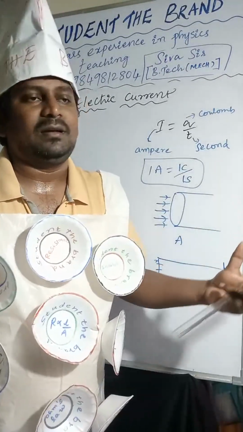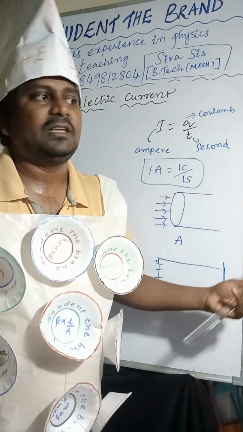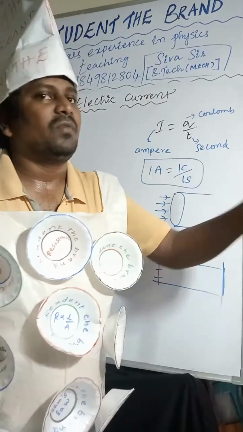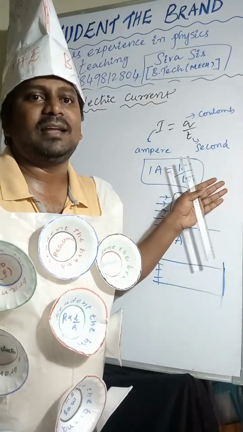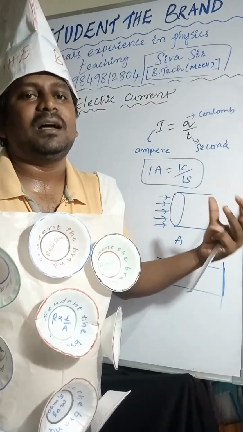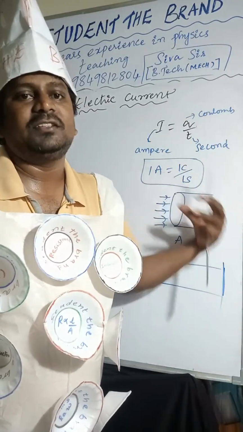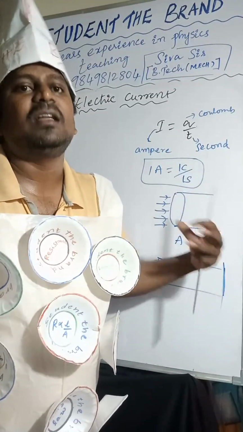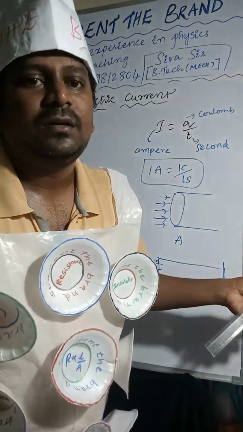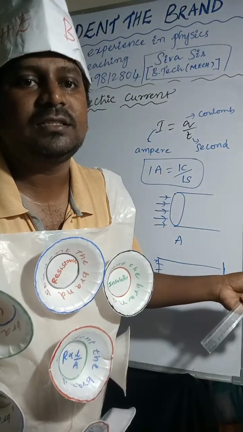Normally in your class, one person will get 2 marks, one person will get 4 marks, one person will get 6 marks. So the average marks we are considering, right? So here also the average speed of an electron is called drift speed. Speed after resistance due to collision.